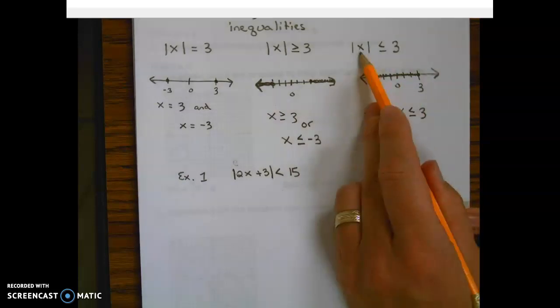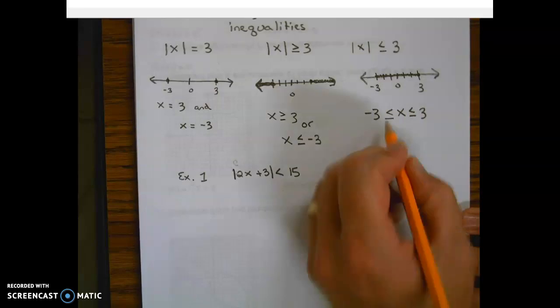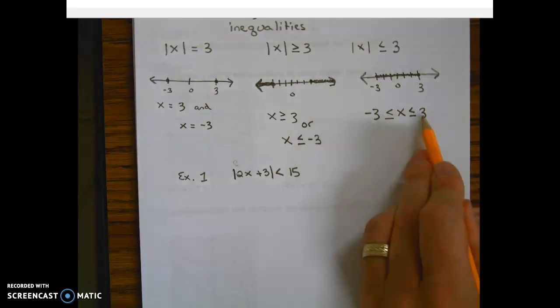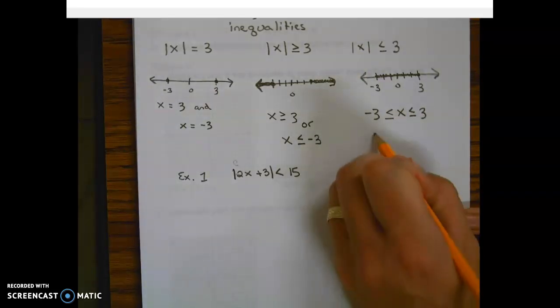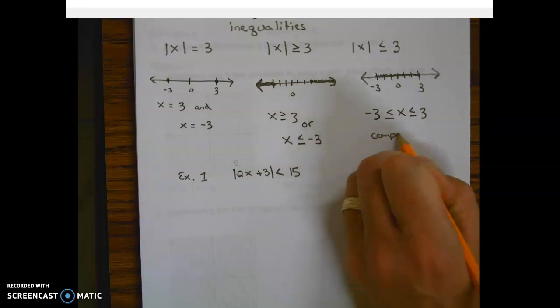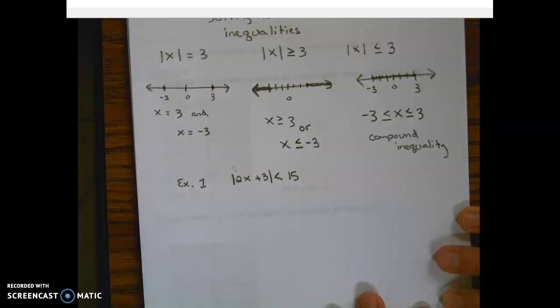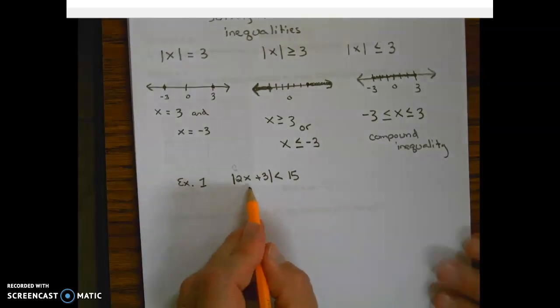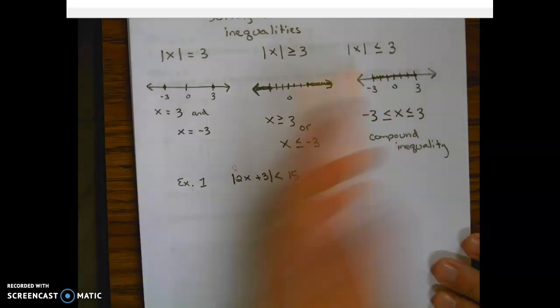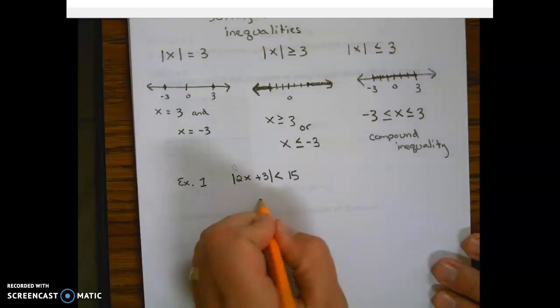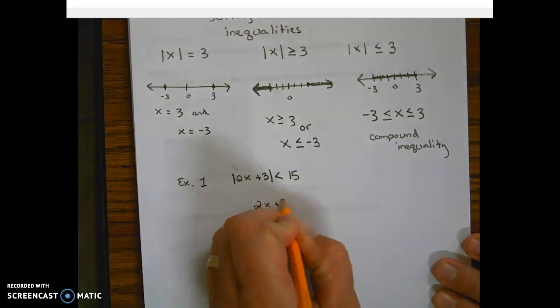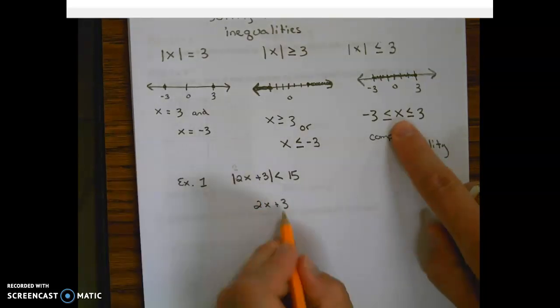Okay, so notice how we set this up. And notice that we have two inequalities. This is called a compound inequality. So that's what we're going to do. We're going to set up a compound inequality. But instead of just an x on the inside, we have 2x plus 3. And so that's going to go in the middle.